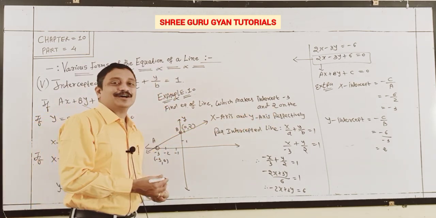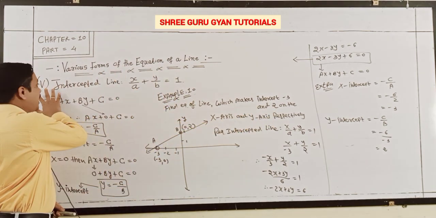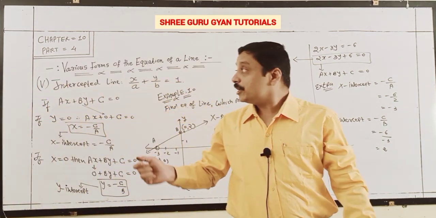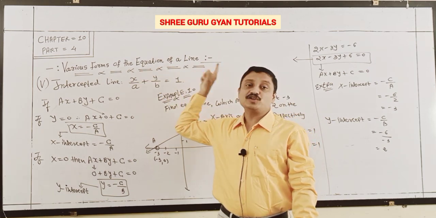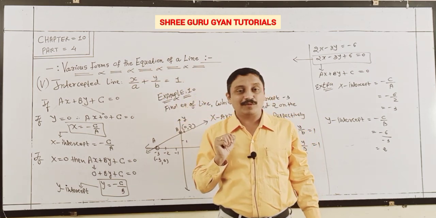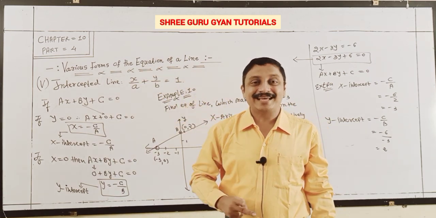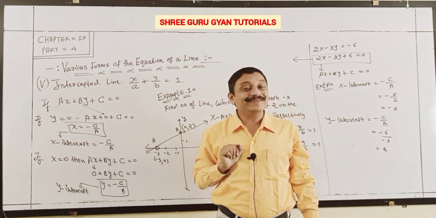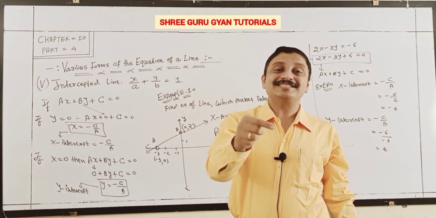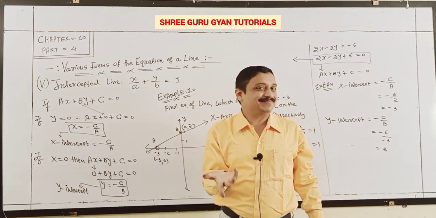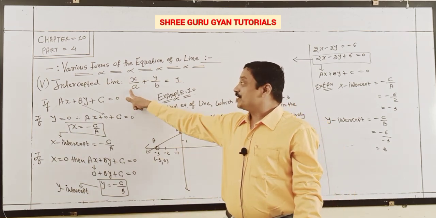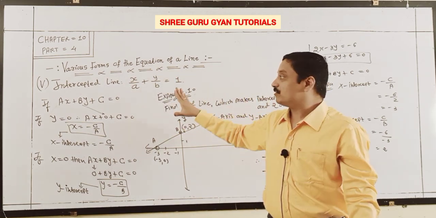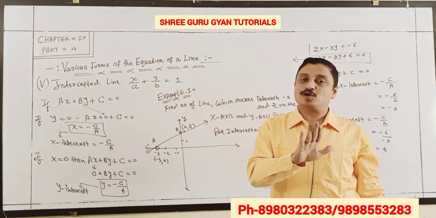Yes students, up to here our 5 parts are easily done. Students, the other parts remain in the various forms of the equation of the line. One is vertical and horizontal, second slope-point form, third two-point form, fourth slope-intercept form, and fifth intercept form, x by a plus y by b is equal to 1. Yes students, here our fifth part, up to here I stop.